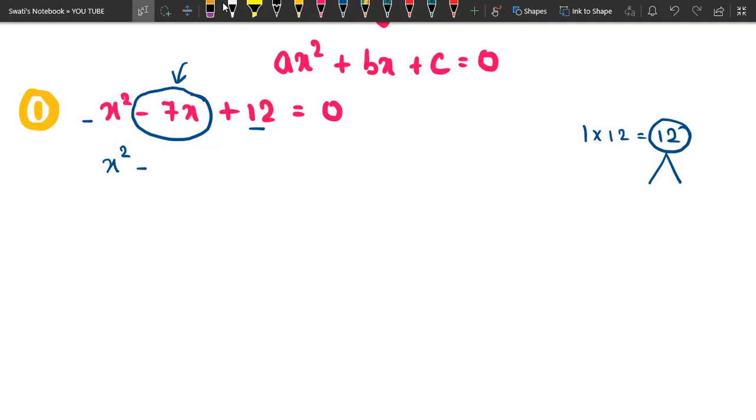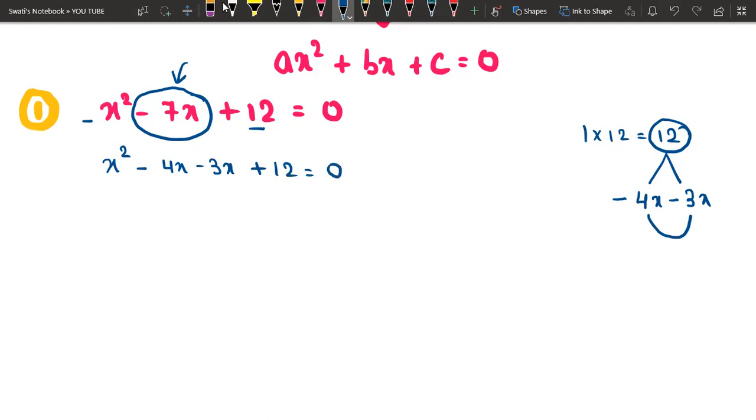I will write this as 4x and 3x, right? If I multiply this 4 and 3, I'm getting 12, right? And if I add this 4x and 3x, this will become 7x, right? So I can write at the place of minus 7x, minus 4x, minus 3x, and then plus 12 equals 0.